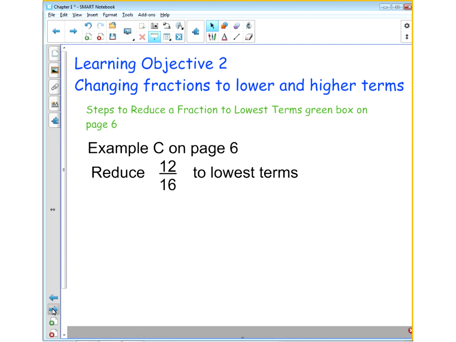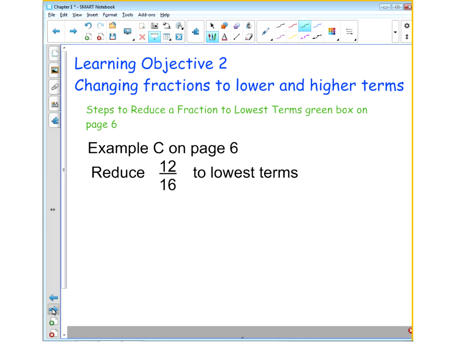All right, changing fractions to lower and higher terms. To reduce a fraction to the lowest terms is a green box on page 6. You can see there, and in example C on page 6, we're going to reduce 12/16 to the lowest terms. The first step is divide both the numerator and the denominator by a common divisor greater than 1 to arrive at a reduced fraction. Well, that's pretty simple, but it doesn't really tell you what number to use. Here's a simple rule that I use. Look at the two numbers. They're both even numbers, so that means they'll always be divisible by 2.